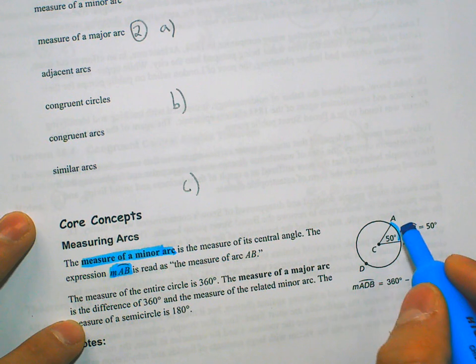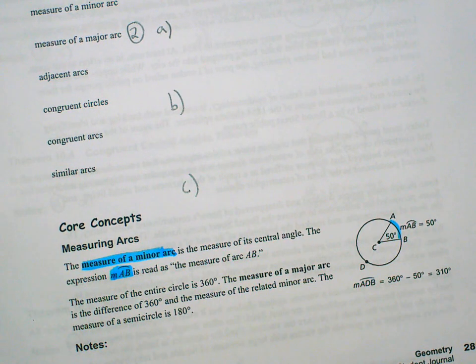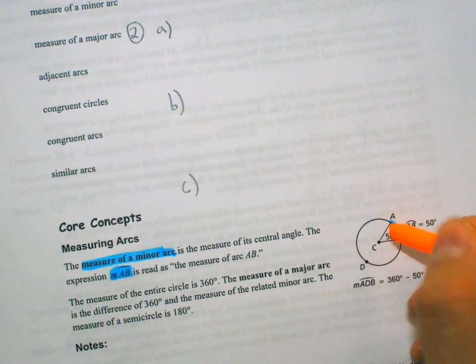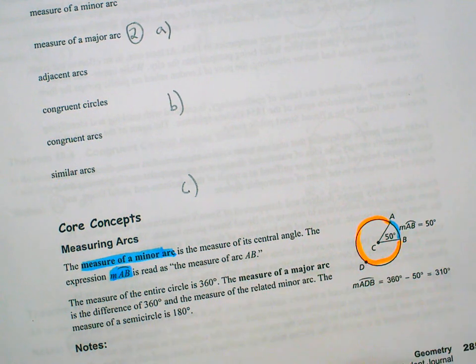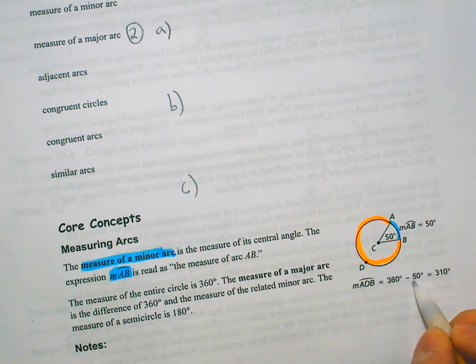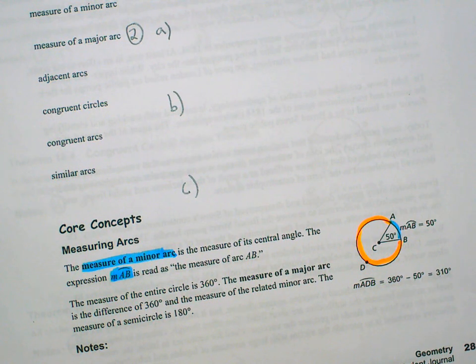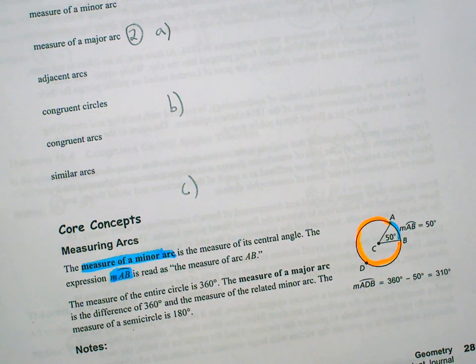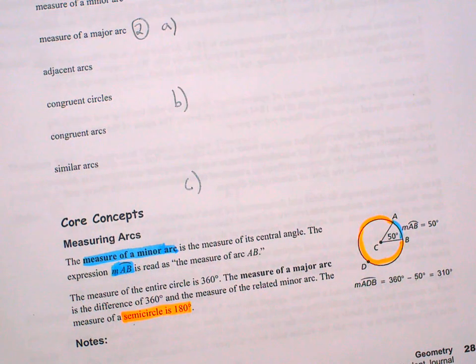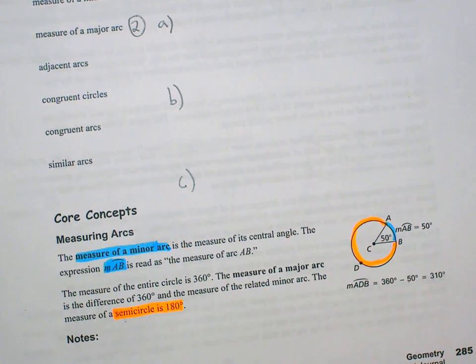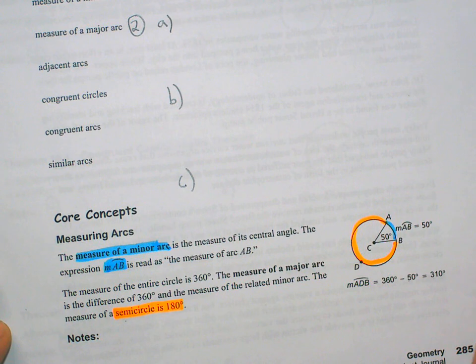Now the measure of the major arc, the one that is larger than 180 degrees, would be this one, the difference between 360 and 50 degrees. So 360 take away 50 gives you 310 degrees. The measure of a semicircle, this is a very important part, is 180 degrees because it is half of 360.